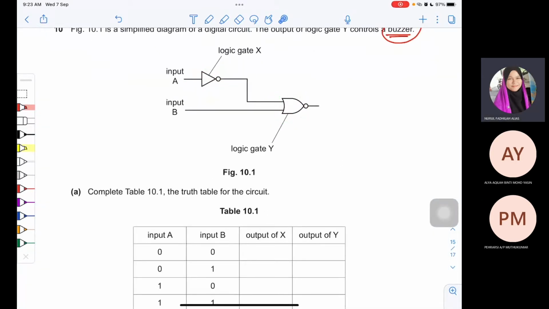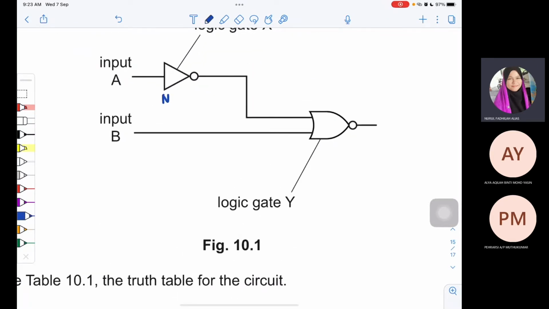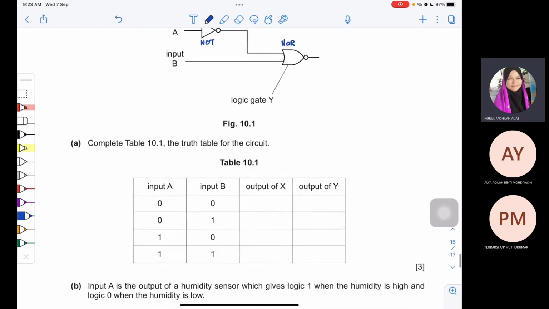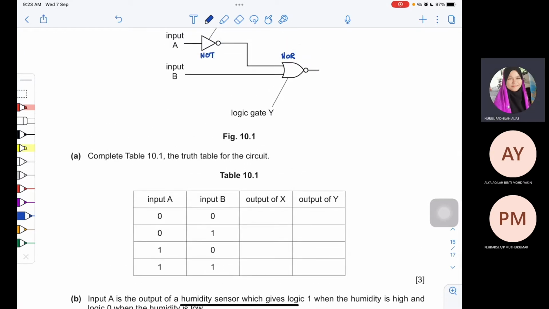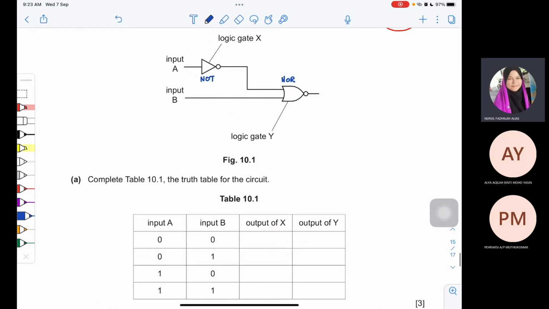NOR. So first when you get this kind of question, you tengok teruslah. So this is a NOT. This is, okay, bentuk dia ni, the shape is shape of OR. But it has here, okay, so this is actually NOR. Okay, complete table 10.1. Okay, the truth table for the circuit. Okay, input A dekat sini. So you can write sini 0, 0, 1, 1. Input B 0, 1, 0, 1.